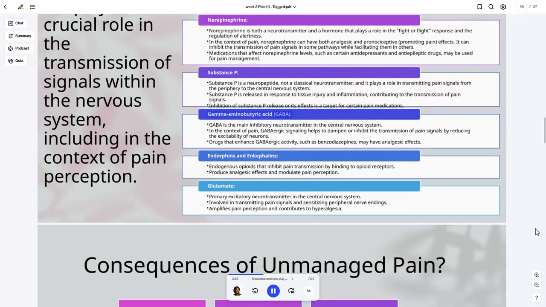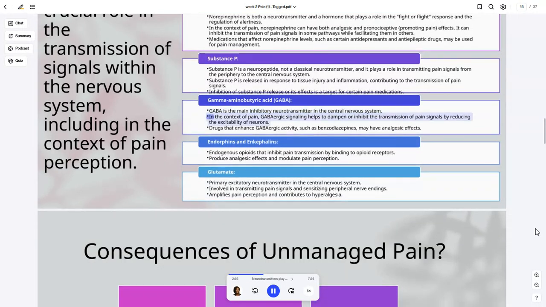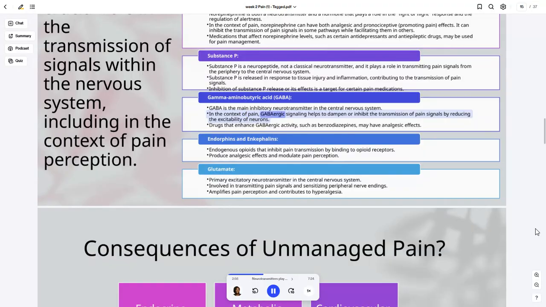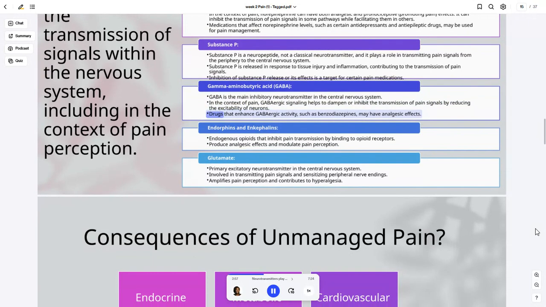Gamma-aminobutyric acid, GABA. GABA is the main inhibitory neurotransmitter in the central nervous system. In the context of pain, GABAergic signaling helps to dampen or inhibit the transmission of pain signals by reducing the excitability of neurons. Drugs that enhance GABAergic activity, such as benzodiazepines, may have analgesic effects.